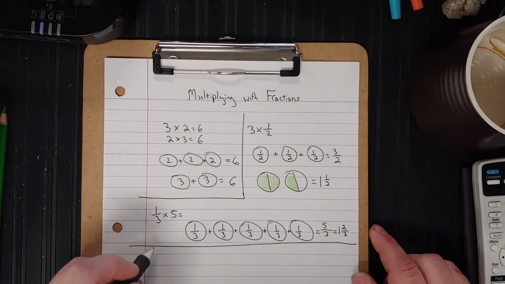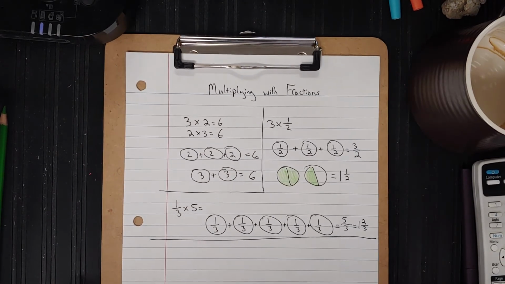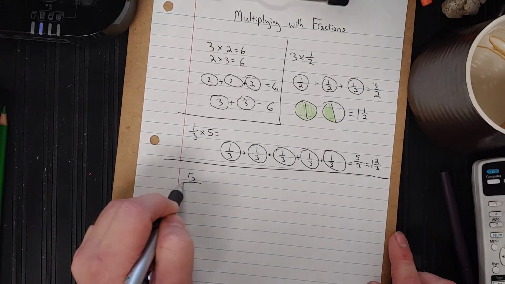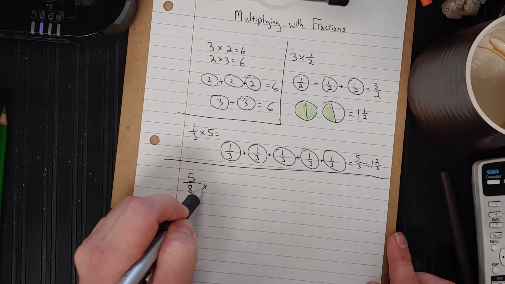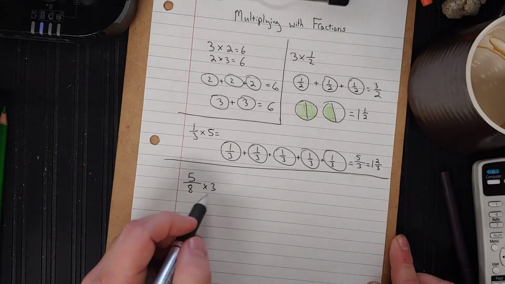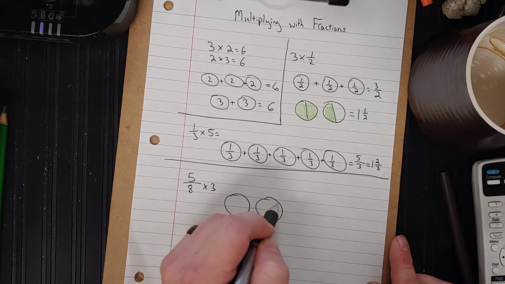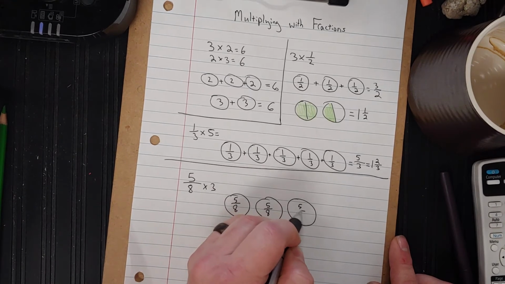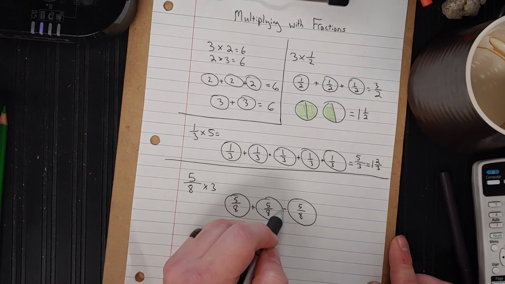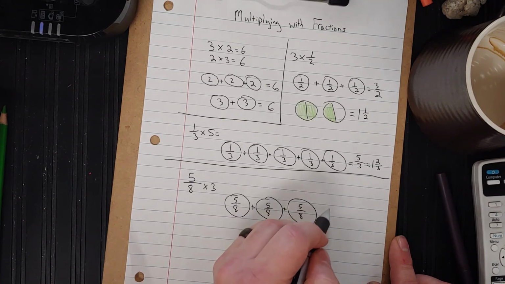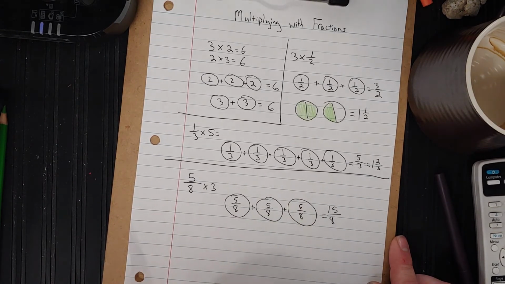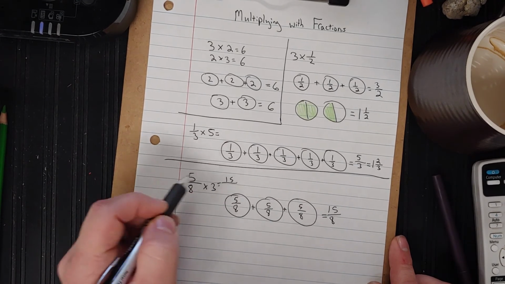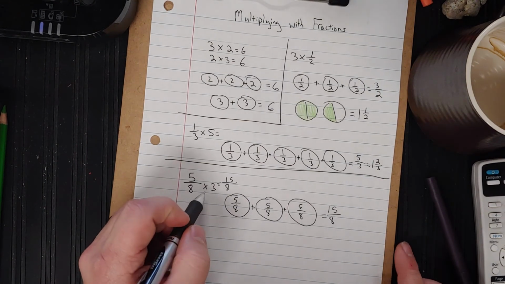Let's do one more. Let's do one with a little bit more in each one. Let's do 5/8 times 3. So I can say that means 3 groups, 1, 2, 3, with 5/8 in each group. 5/8, 5/8, 5/8. And remember, that's repeated addition, so that is 5, 10, 15. That's 15/8, right? Or you could have just said, well, 3 times 5 is 15, right? That's 15. You're working with eighths, so 15/8.